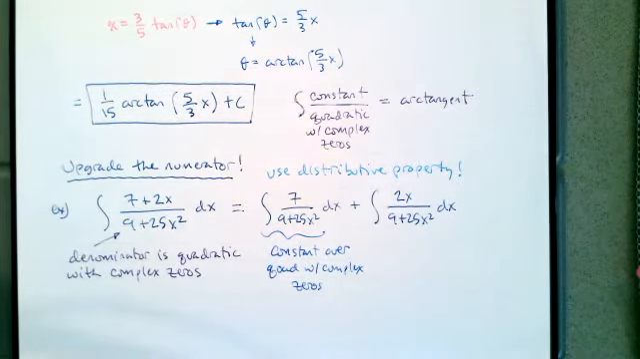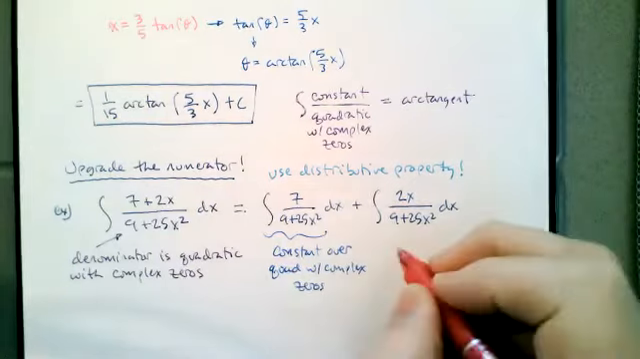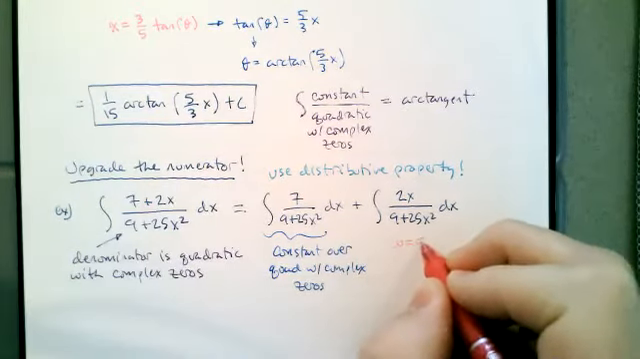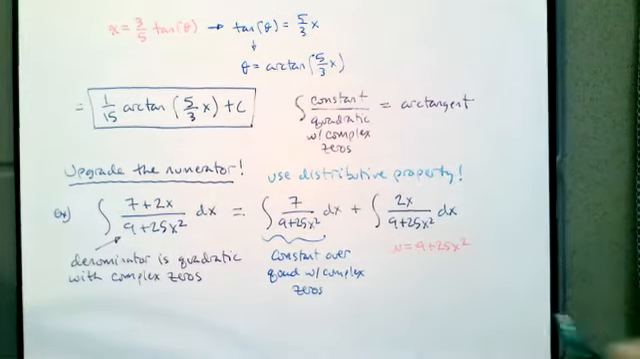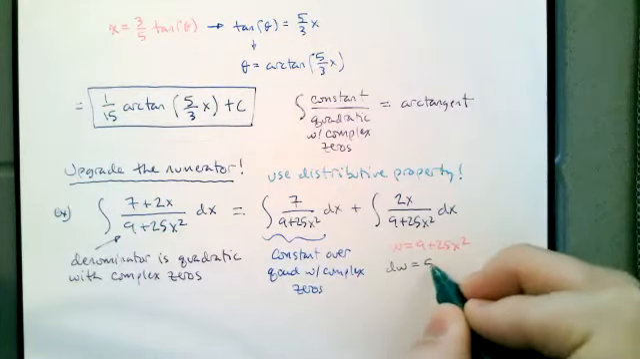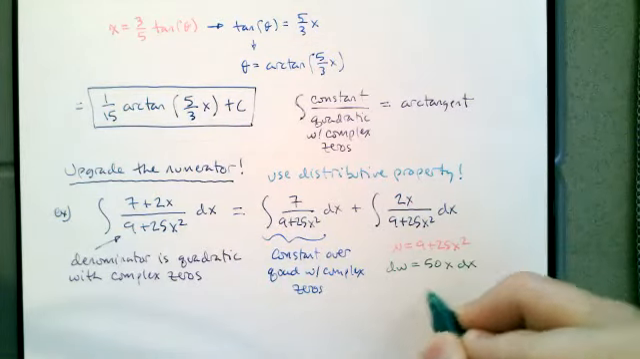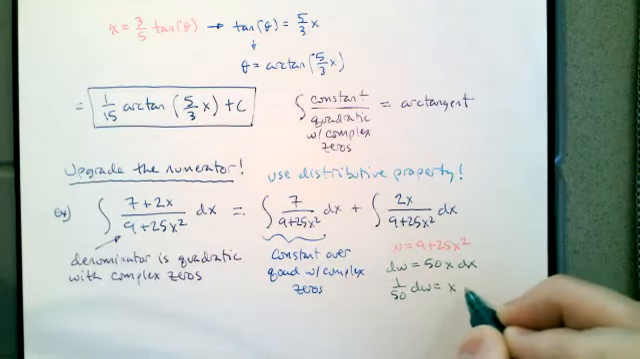So we started off with our constant over a quadratic with complex zeros, and our second term can just be done with substitution. So W is 9 plus 25x squared. So dW is 50x dx. So 1/50th dW is x dx.